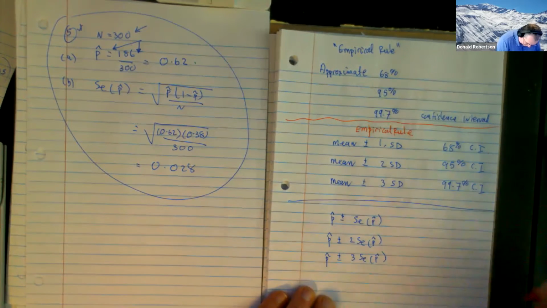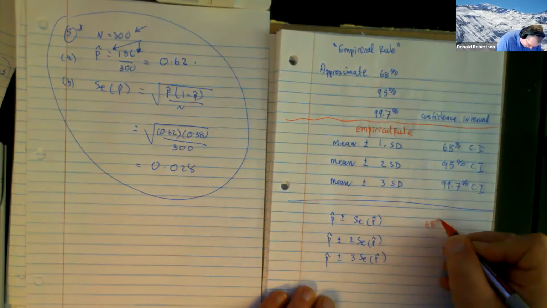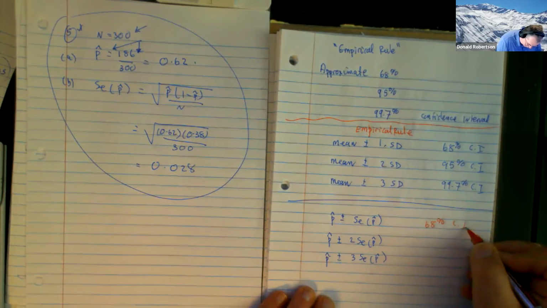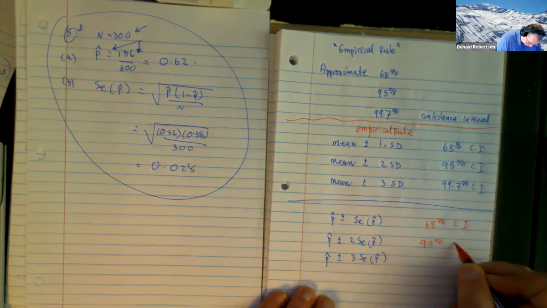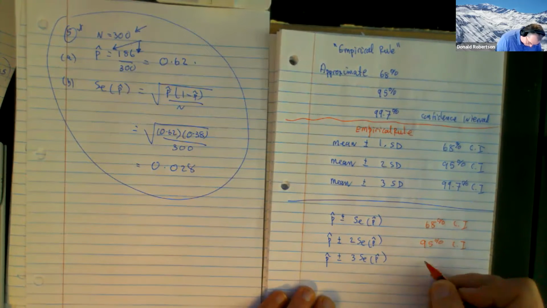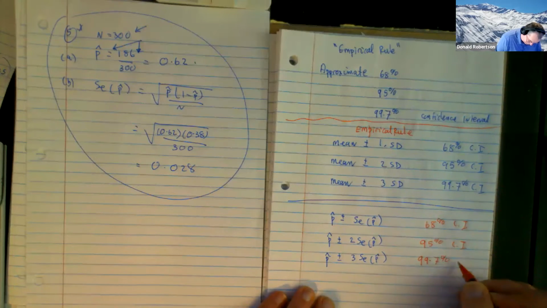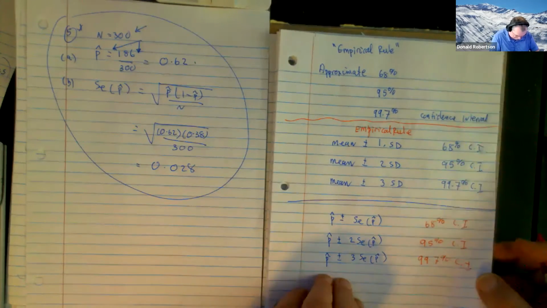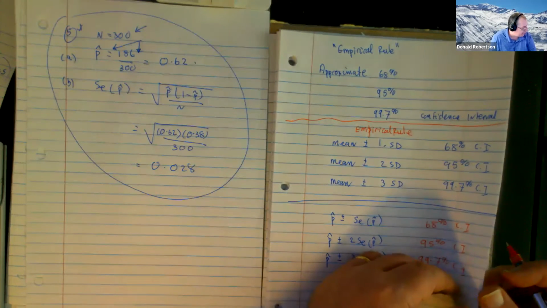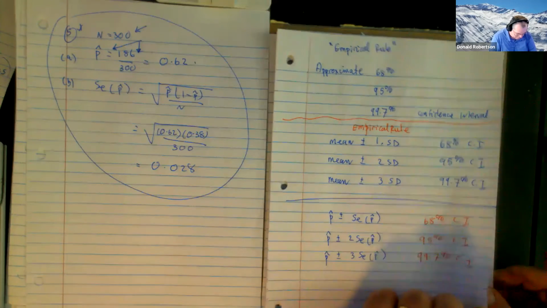And the first one will get me a 68% confidence interval. The second one's going to get me a 95% confidence interval. And the last one is going to get me a 99.7% confidence interval. So these are the guys we're going to use to find an interval, right? A 95, whatever it might be.